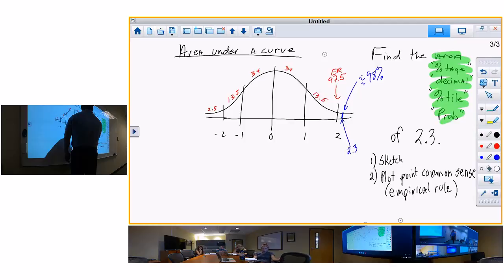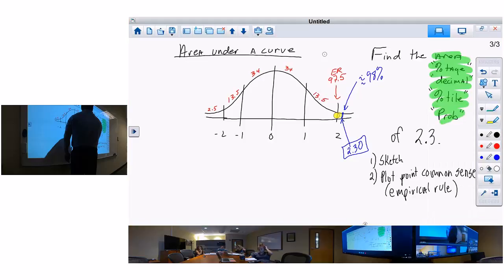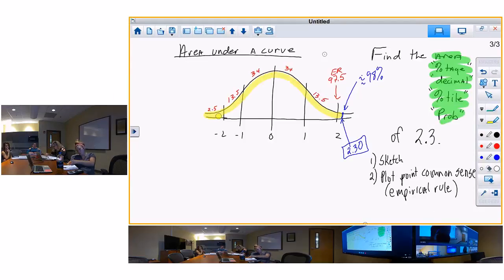Because what your table is saying is I need to look up 2.30 in my table. Now, those of you that have a table can look it up, all right? Now, I need to know the area up to 2.3. So that means the area is to the left. So that's the area I'm looking for.